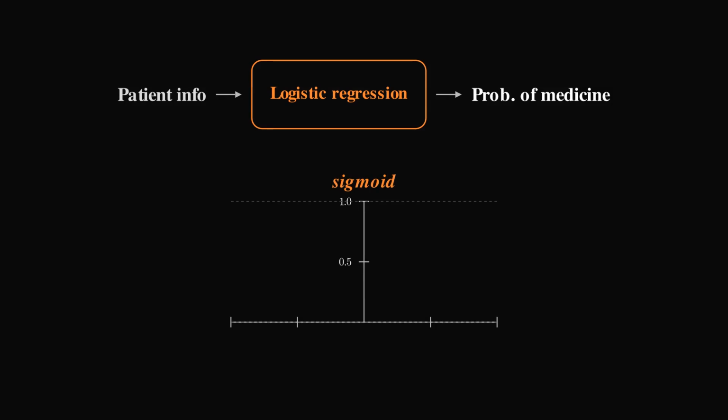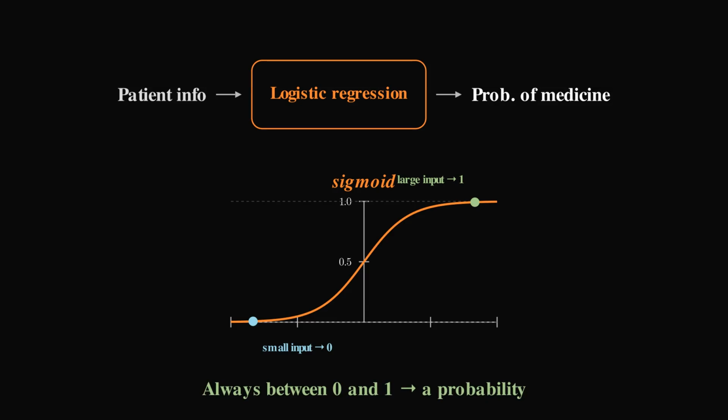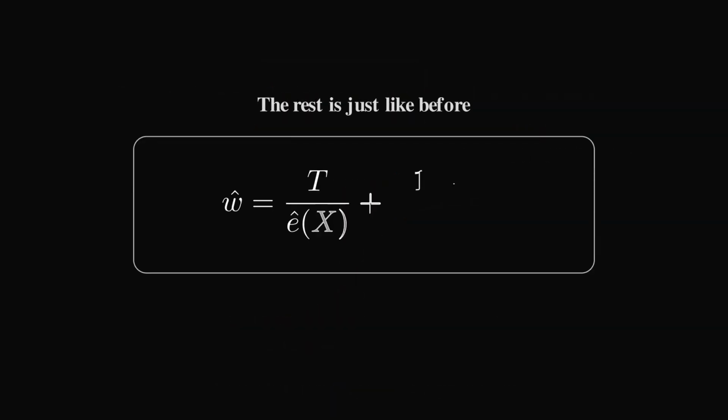When we feed in patient information like sex and symptoms, a curve called the sigmoid squeezes the value to between 0 and 1. This curve sticks close to 0 when the input is very small and approaches 1 when the input is very large. So no matter what information comes in, the output is always between 0 and 1, in other words, a probability. The probability the model estimates this way is called the estimated propensity score. Once we have the estimated propensity score, the rest is the same. Just as we learned, we make the weights from the reciprocal of the score.